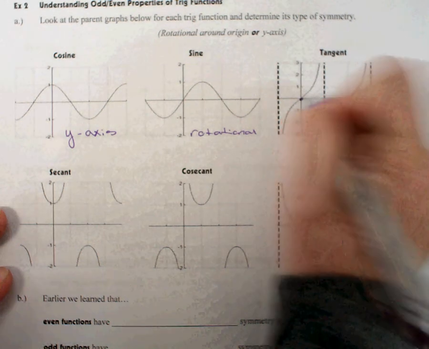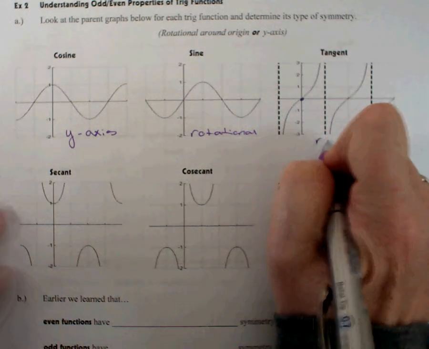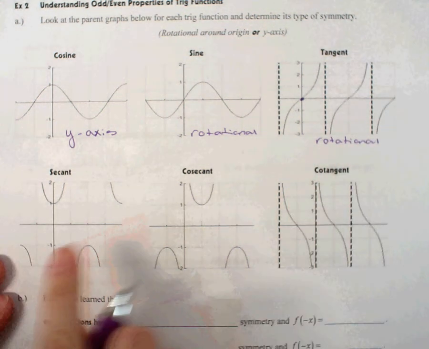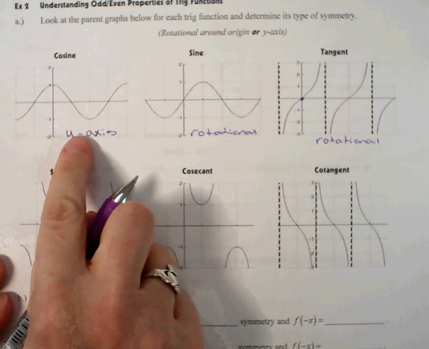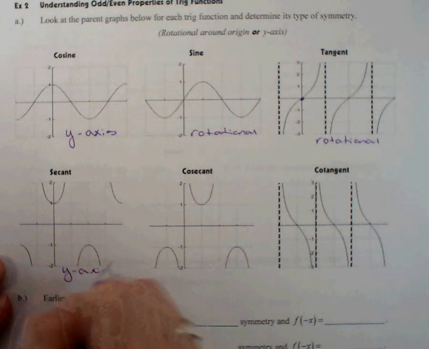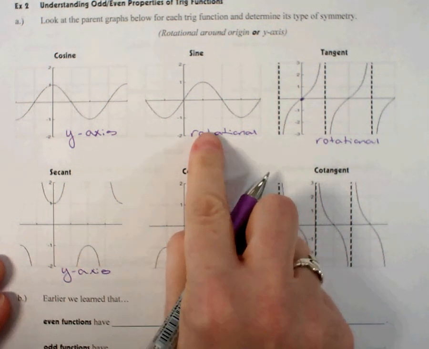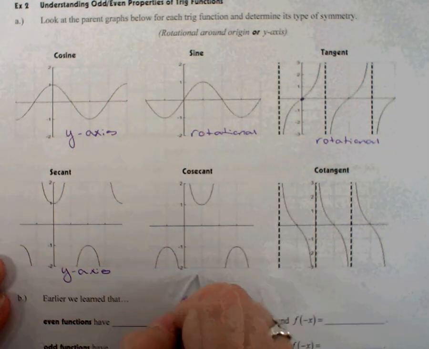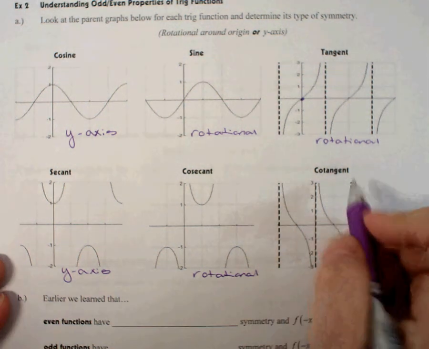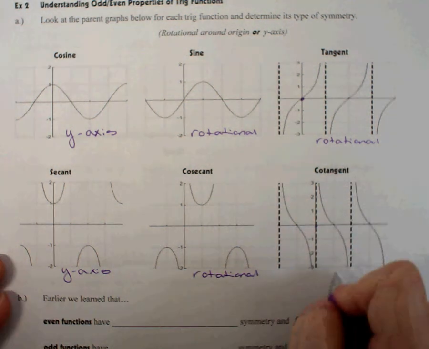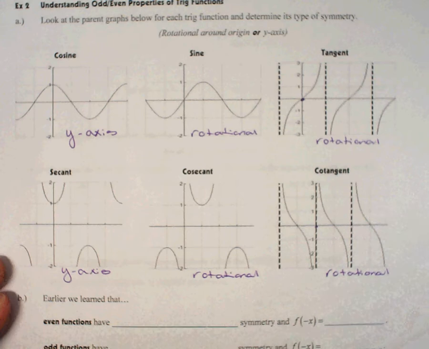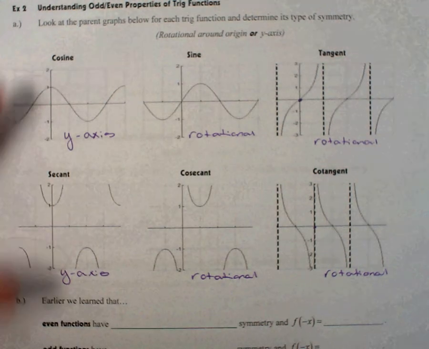Tangent would also have rotational symmetry around origin. Secant, logically our reciprocal of cosine, will have y-axis symmetry. Cosecant, our reciprocal of sine, is going to have rotational symmetry. And cotangent, our reciprocal of tangent, will have rotational symmetry as well. So we can see that the only ones that have y-axis symmetry are cosine and its reciprocal.